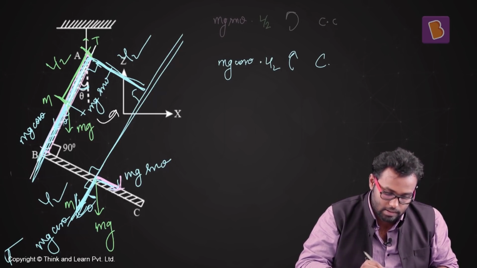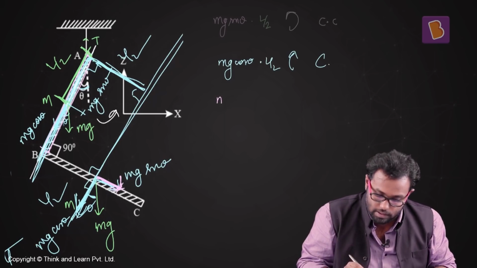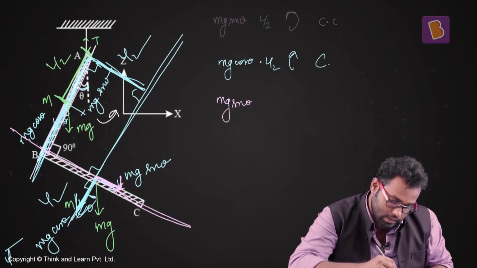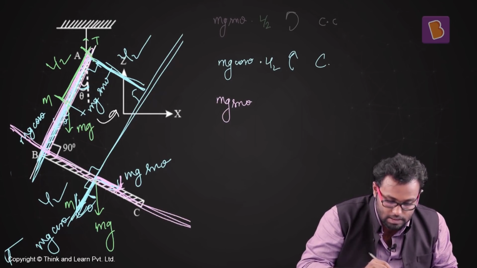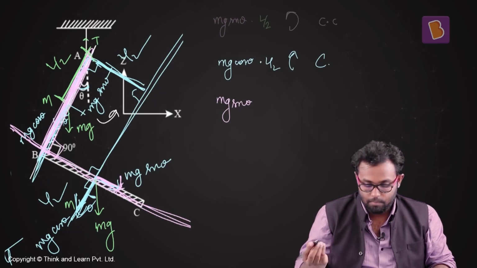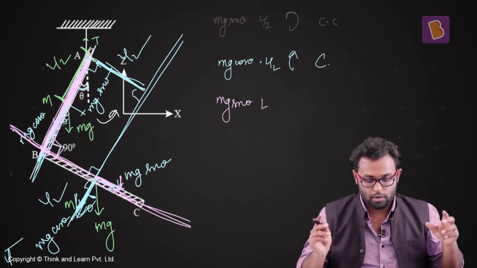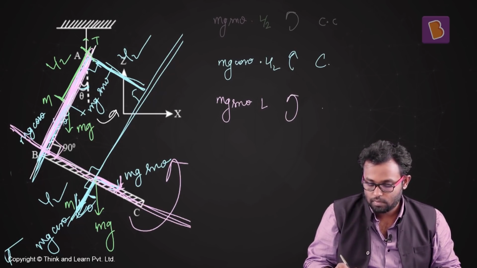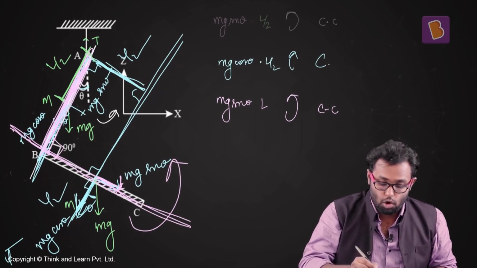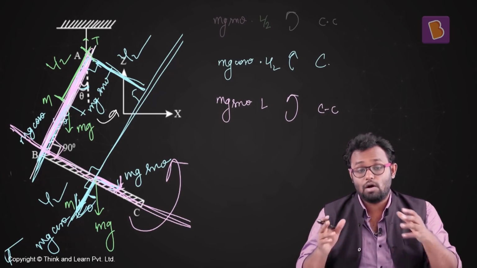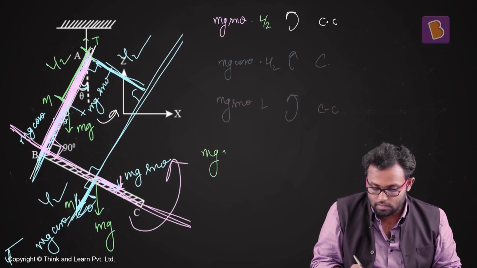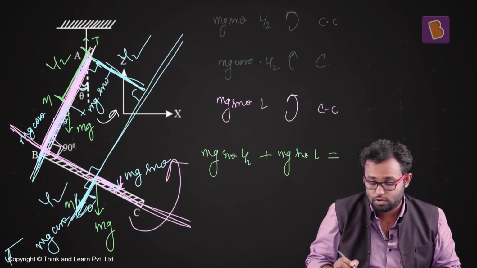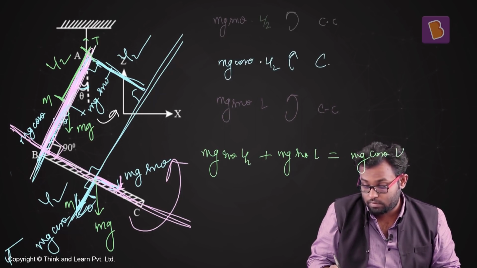Now let's go with the other one, our mg sin theta. mg sin theta is my force. If I want to find the perpendicular distance, I just have to draw a line like this. The perpendicular distance is this length, which we already know is L. So mg sin theta times L is the torque, and it is trying to rotate this counterclockwise. Because the net torque is 0, all the clockwise torques must equal all the counterclockwise torques. So mg sin theta L by 2 counterclockwise plus mg sin theta L, another counterclockwise, must be equal to mg cos theta times L by 2.